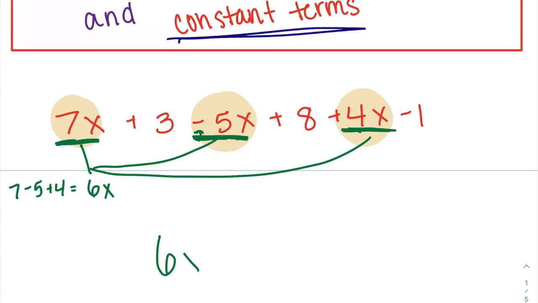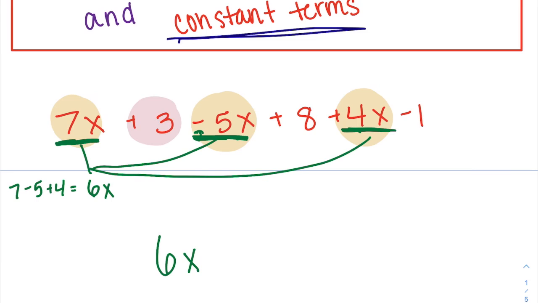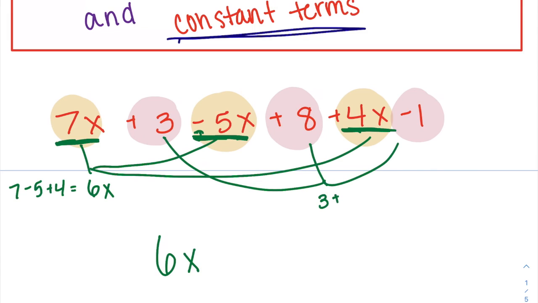So part of my answer is 6x. The other kind of term that we have to look at is constant terms. I'm going to highlight them in this pink. We have 3, 8, and -1. I'm going to almost make this into its own math problem over here. I have a positive 3, a positive 8, so plus 8, and then -1.